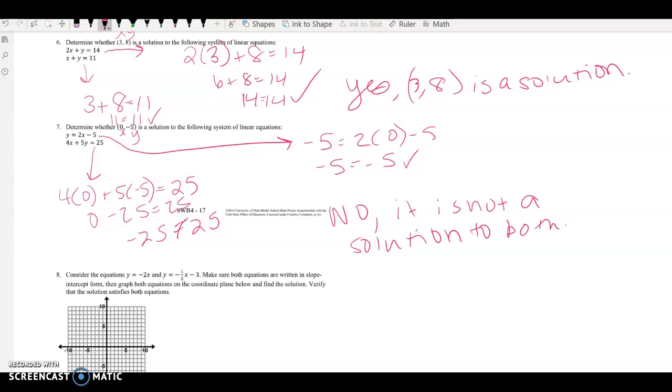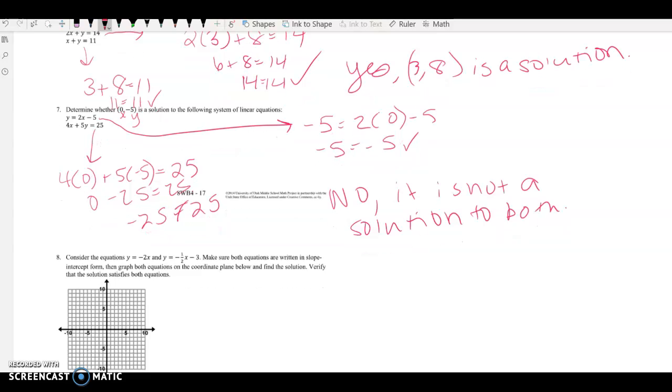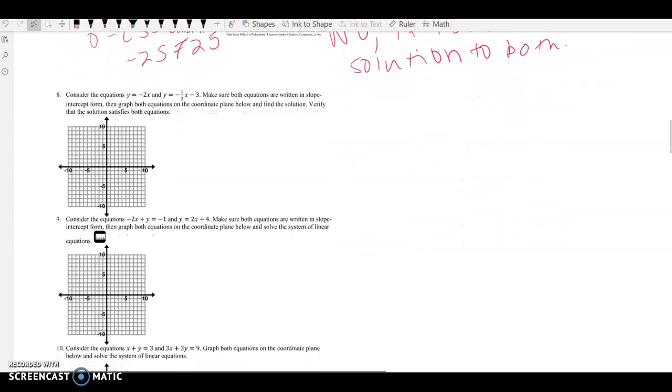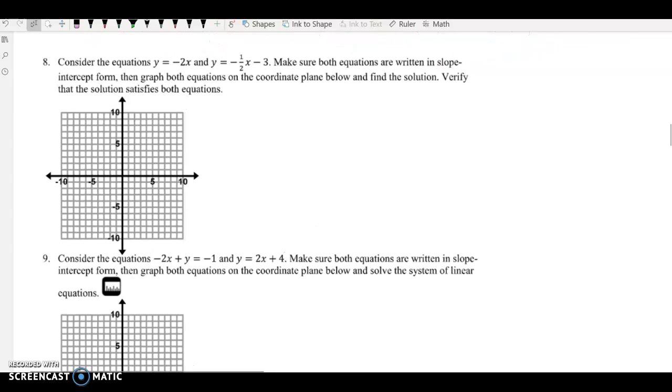One is a false statement. So it says consider the equations y equals -2x and y equals -1/2 x plus 3. Make sure both equations are written in slope-intercept form, then graph on the coordinate plane to find the solution. Verify the solution satisfies both equations.